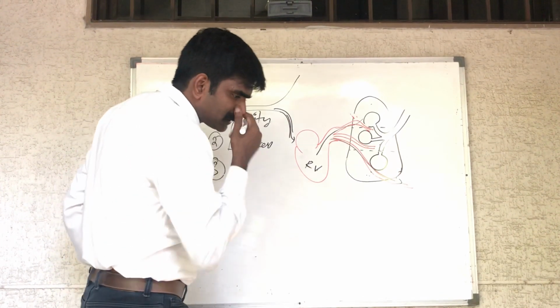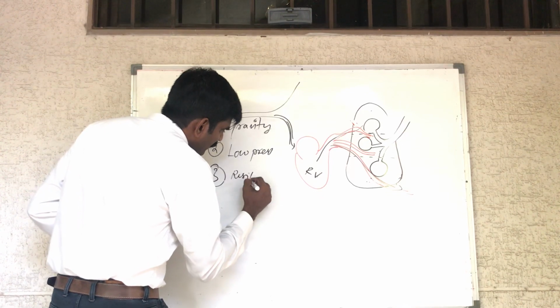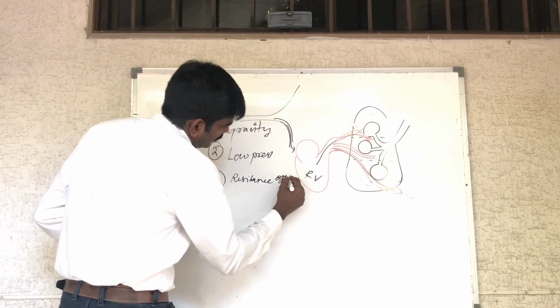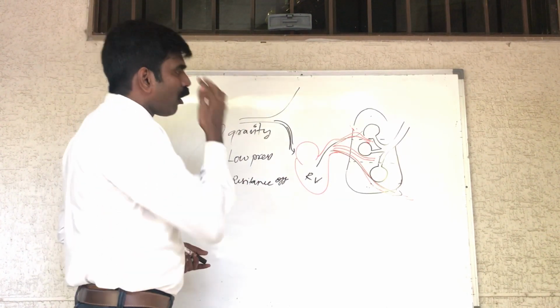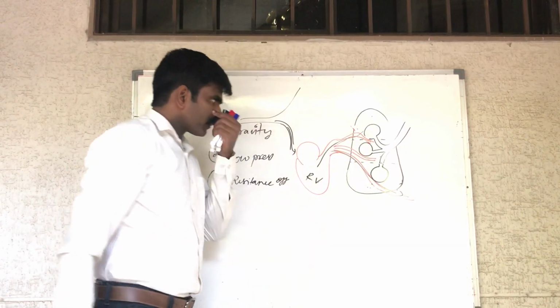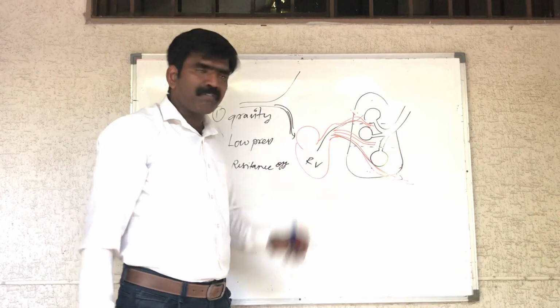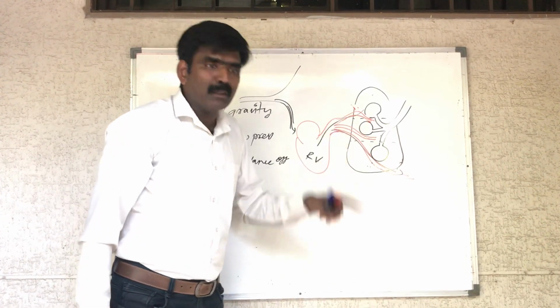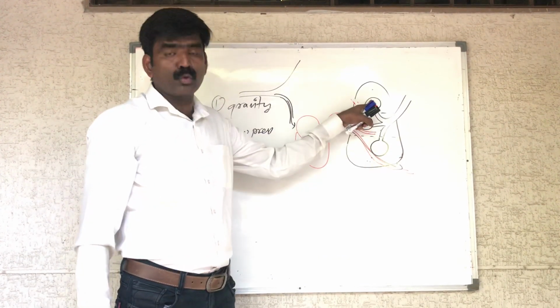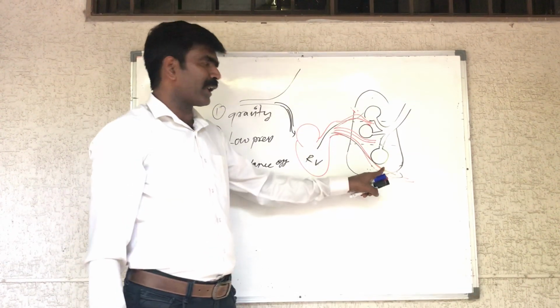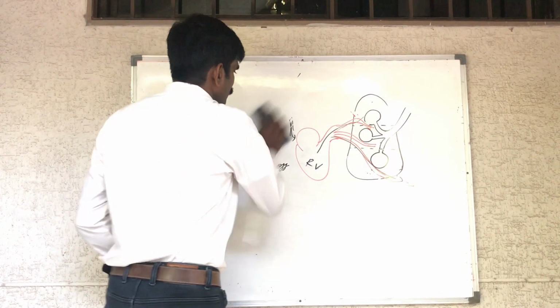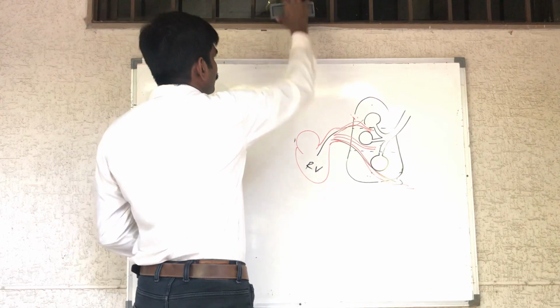And third one is resistance offered to the vessel. Again I repeat, resistance offered to the pulmonary artery in the upper zone is more when compared to the lower zone. I'll tell the reason why the resistance is more.